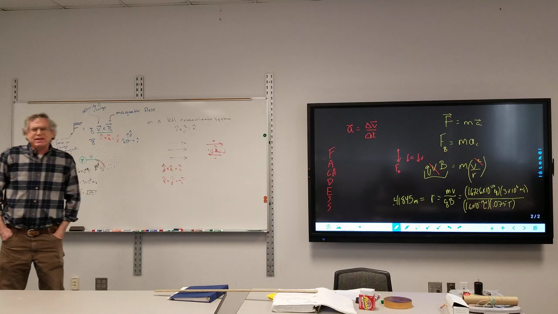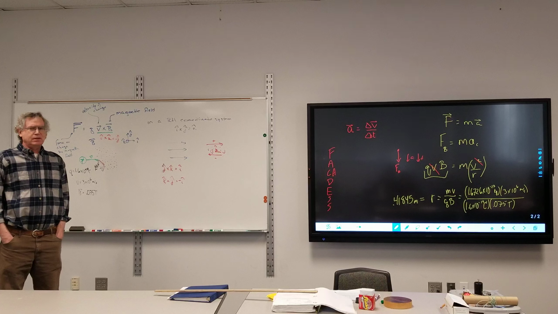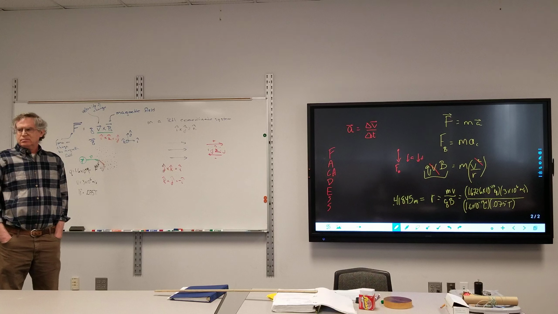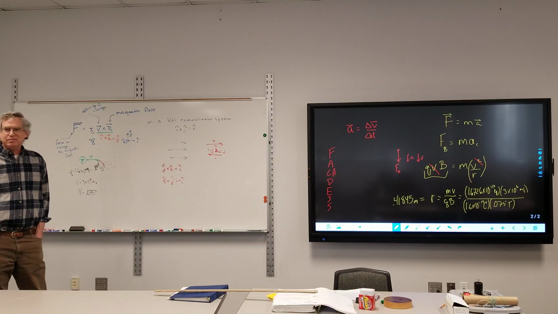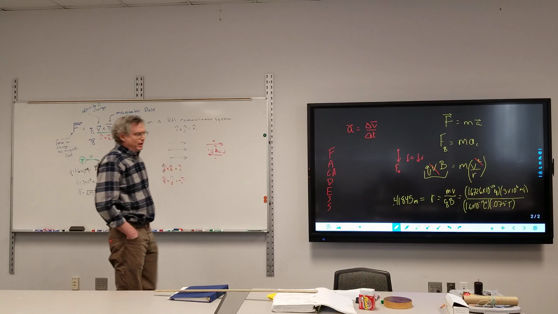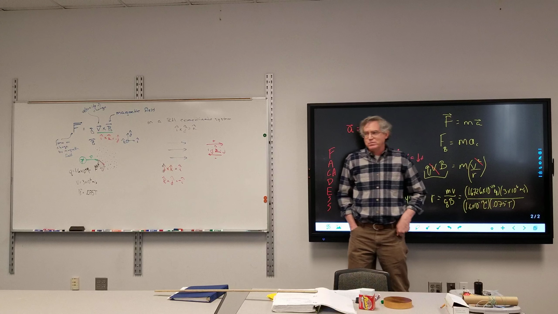If I increase the magnetic field, what does that do to the radius? Would it make it smaller or larger? Smaller. Why do you say that? Because it's in the denominator. Yeah. If I make B bigger, I'm increasing the denominator, which makes the fraction smaller.